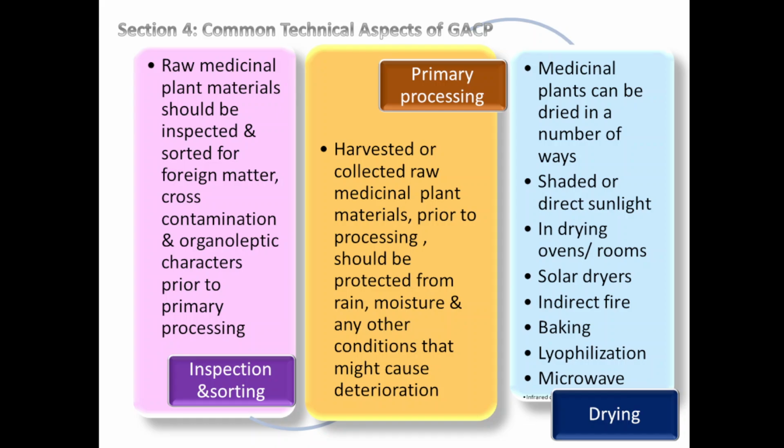Second is drying ovens and rooms. In case of ovens, the raw material should be spread over the racks and the proper temperature and time conditions, as per the nature and type of herbal raw material, are selected and it is dried. Next one is solar dryers. In case of solar dryers, sun heat or sun energy is used for drying herbal raw material.